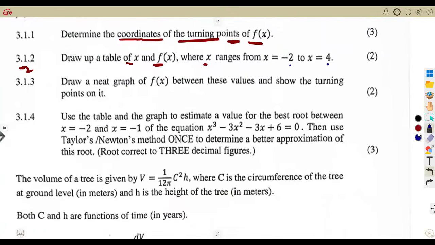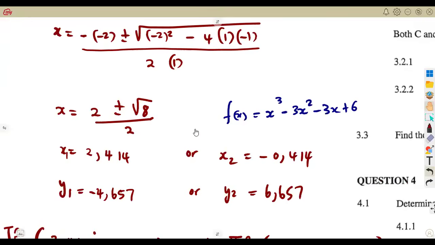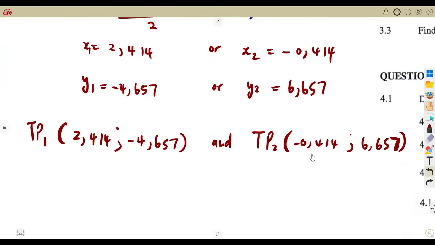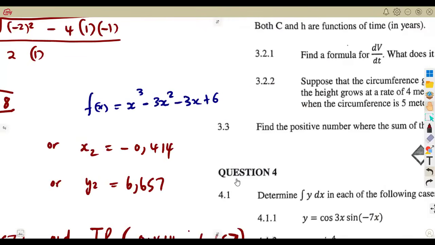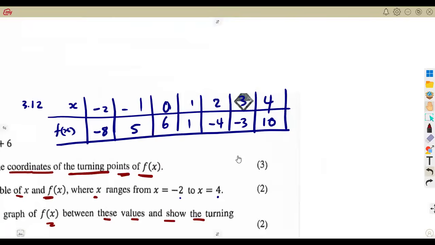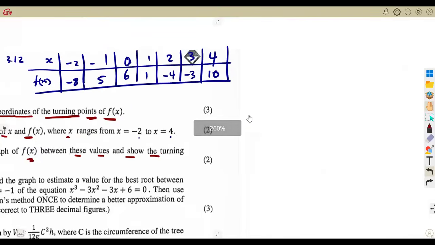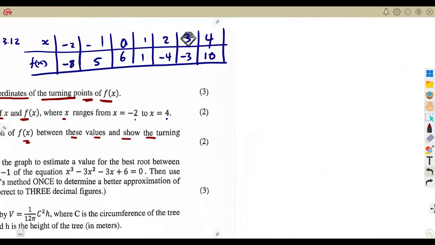Then from there, they want you to draw a neat graph of f of x between these values and show the turning points on it. Remember our turning points, we calculated, or we stated our turning points here. So with the table now, and also including these turning points, we are supposed to draw. So here I'm just going to have a sketch of how your graph was going to look if you were to draw these.